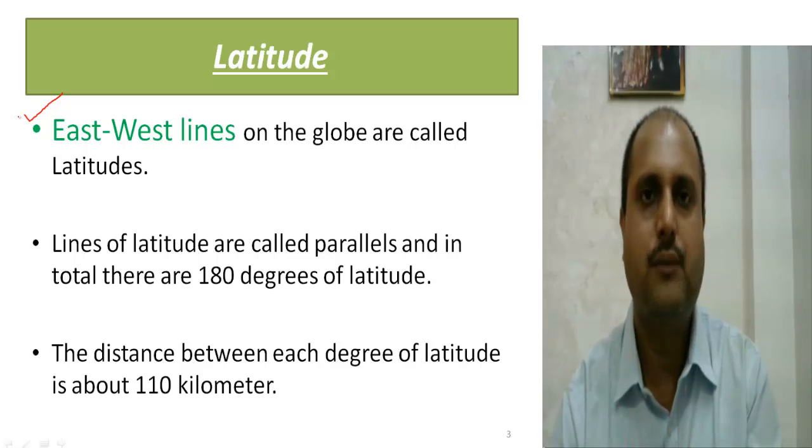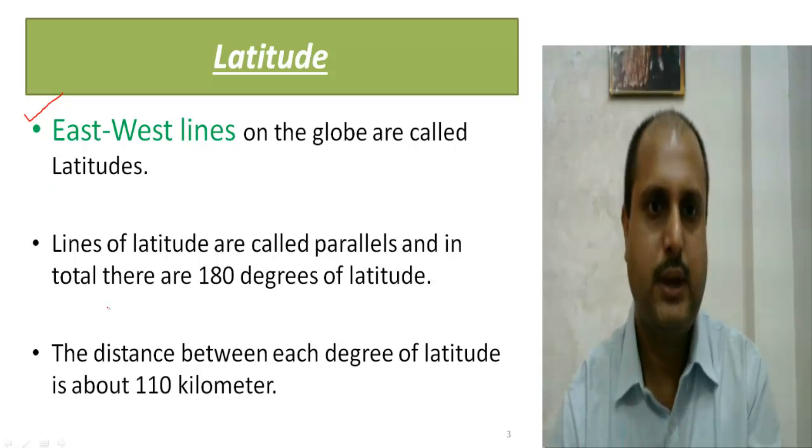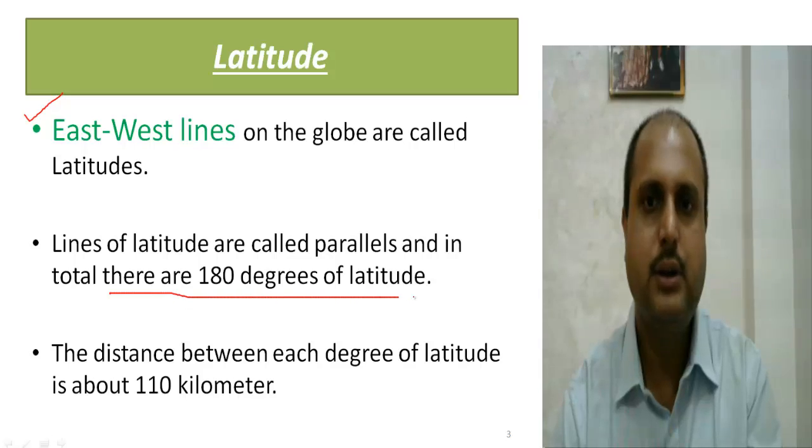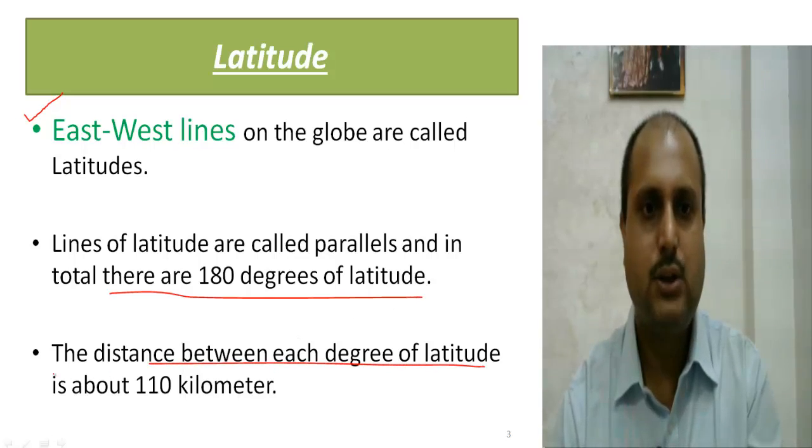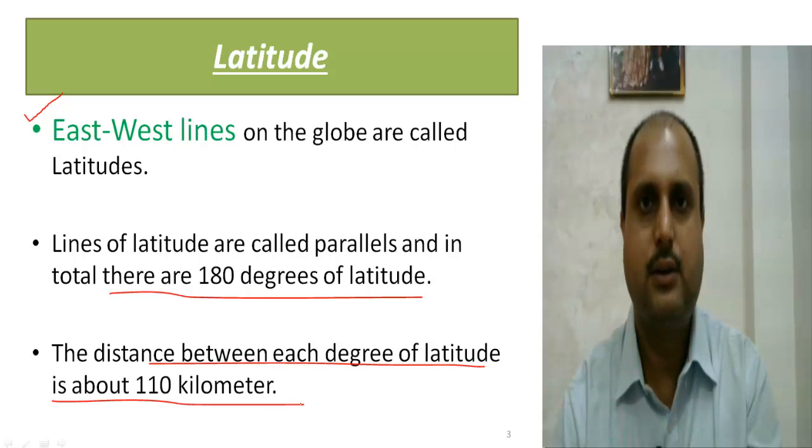The total number of latitudes is 180. So there are a total of 180 degrees of latitude. The largest latitude is called the equator, and the distance between each degree of latitude is about 110 kilometers.